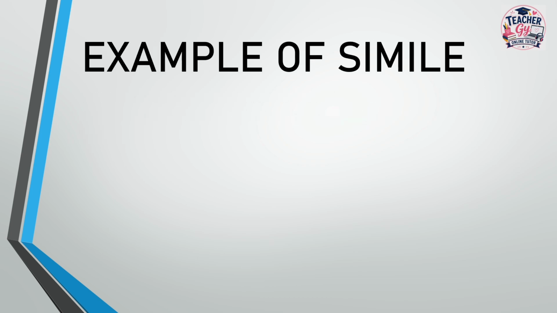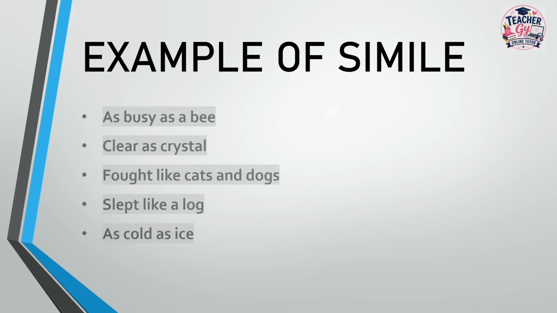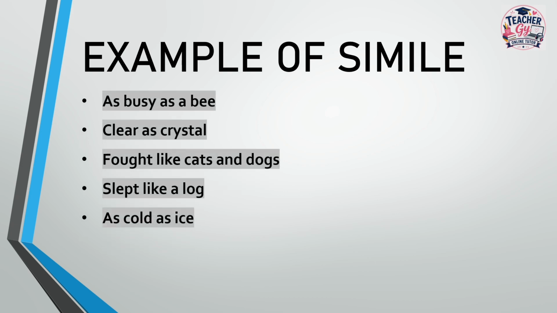Here are some examples of similes. As busy as a bee. Clear as crystal. Fought like cats and dogs. Slept like a log. As cold as ice. Notice that each example uses like or as to make a comparison.